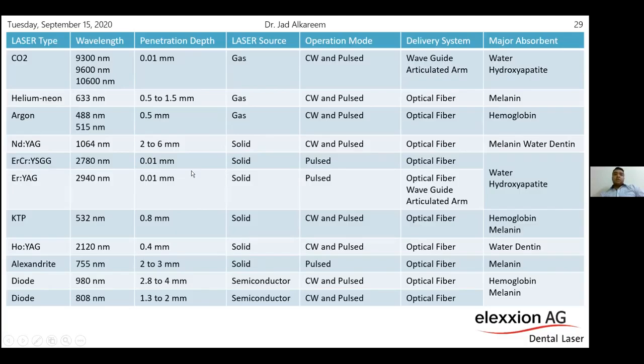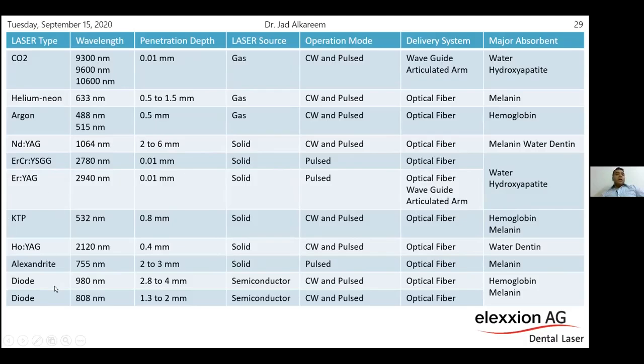Then we go to the erbium chromium YSGG and erbium YAG. Both of them have a penetration depth into the tissue of 0.01 millimeter. The laser source is a solid medium. It can be used in a pulsed operation mode. Erbium chromium YSGG can be delivered through an optical fiber, but erbium YAG can be delivered in an optical fiber, waveguide, or an articulated arm. Both of them are mainly absorbed by the water and hydroxyapatite.